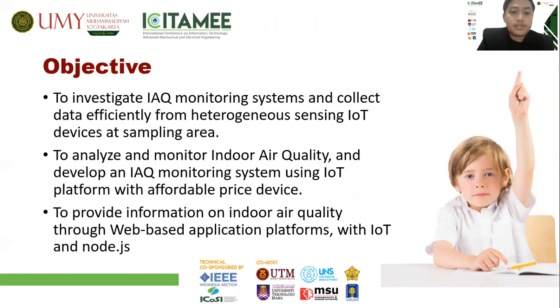Okay, these are the objectives of our research. The first was to investigate IAQ monitoring systems and collect data efficiently from heterogeneous sensing IoT devices at the sampling area. The second, to analyze and monitor indoor air quality and develop an IAQ monitoring system using an IoT platform with affordable price devices. And the third was to provide information on indoor air quality through web-based application platforms with MQTT and Node.js.